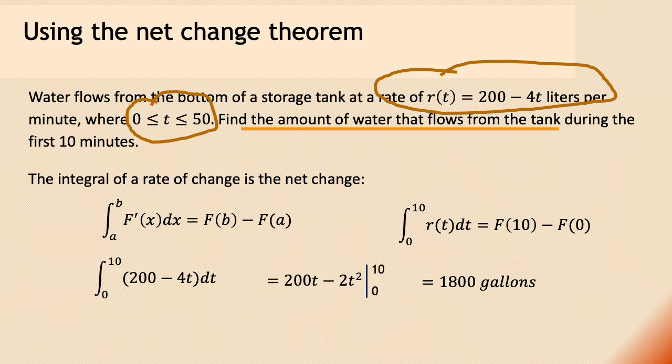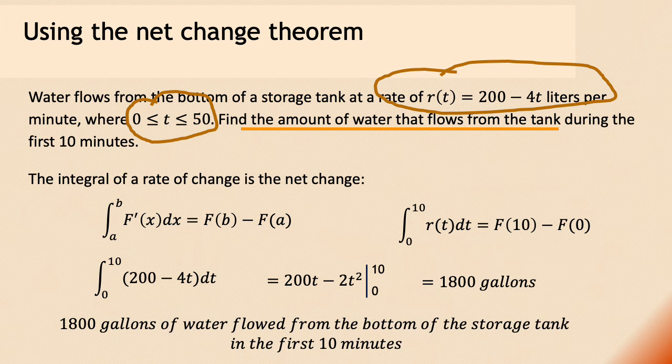So then, of course, you should interpret that answer. You should write the answer as a sentence. 1,800 gallons of water flowed from the bottom of the storage tank in the first 10 minutes.